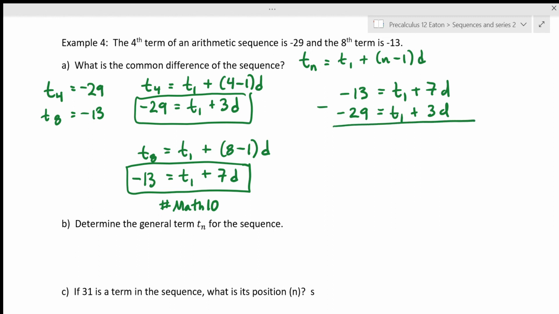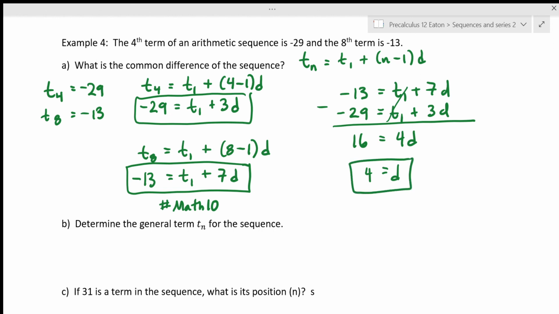So I've got negative 13 minus 29 gives me a positive 16. And that T1 minus T1 goes away. 7D minus 3D is 4D. So I've got 16 equals 4D, and then I get D equals 4. So I found the common difference. I have answered my question.